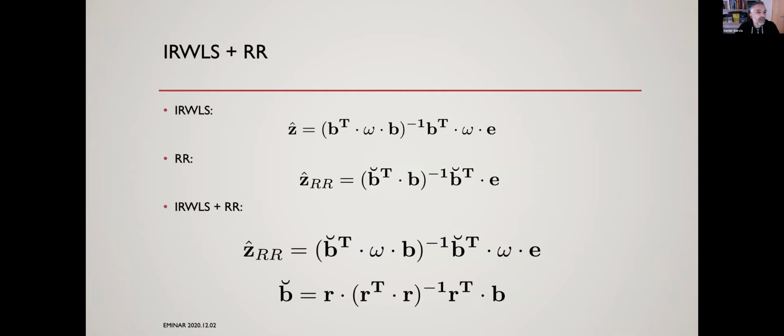So can we combine the iterative reweighted least squares and the remote reference? As a reminder, these are the two equations for the impedance, for the iterative and the remote reference. Through some algebra, which you can find in the literature or in some of the publications of Alan Chave, you can see the derivation. We obtain the equations that are at the bottom.